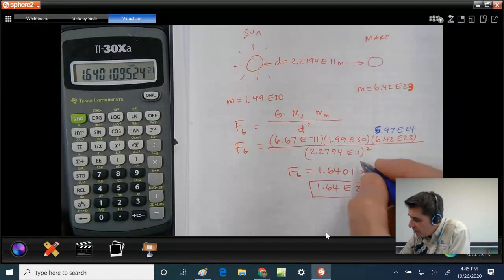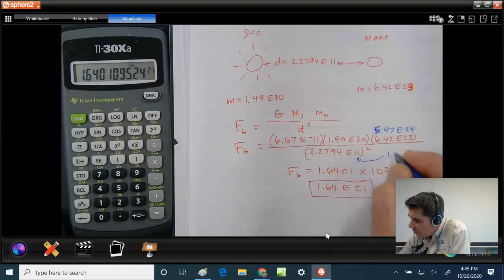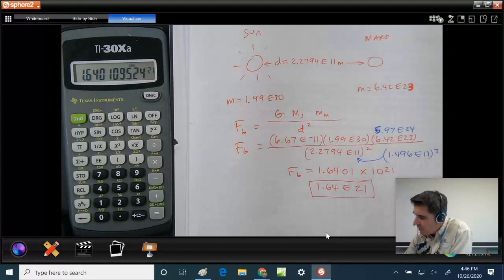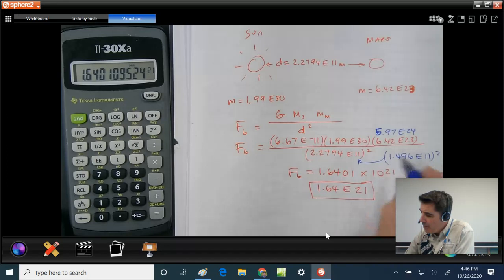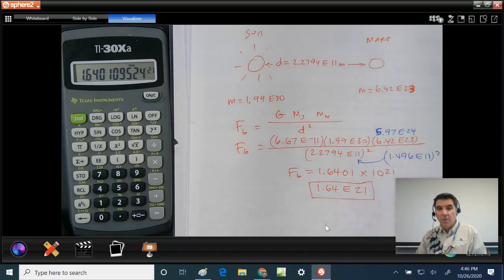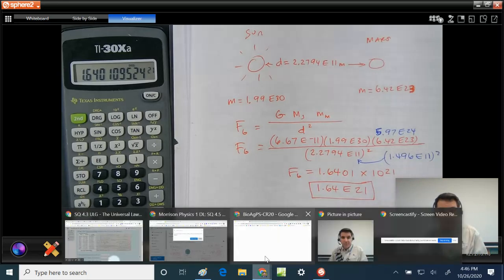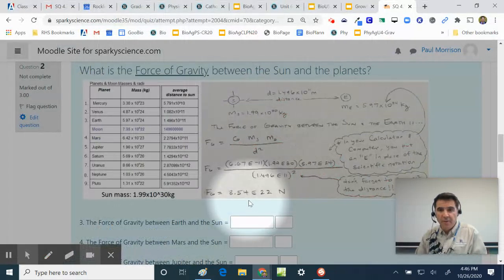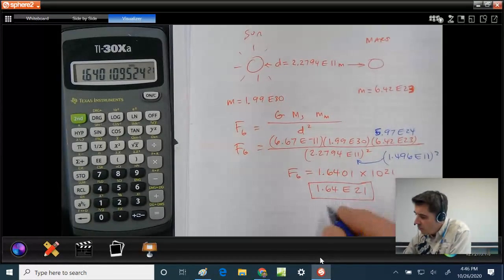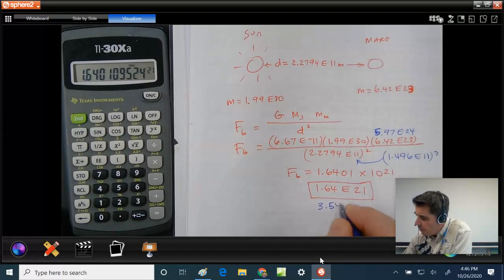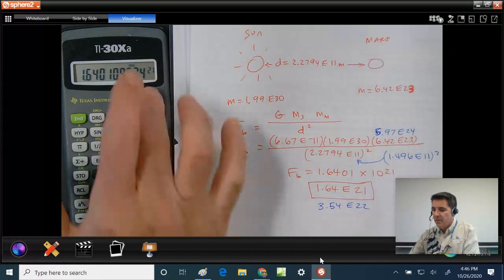So this is going to be 1.496 times 10 to the 11th, and that's going to be squared. I do the exact same thing, but I'm going to substitute. What number I want to get, as it shows on the other one, is 3.54 times 10 to the 22nd. So do we get that? I'm going to clear this out.